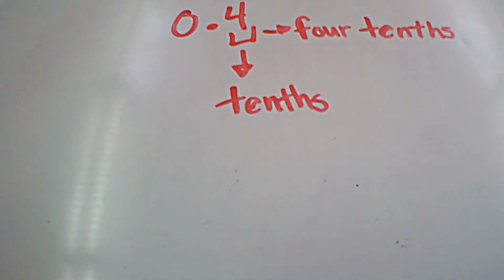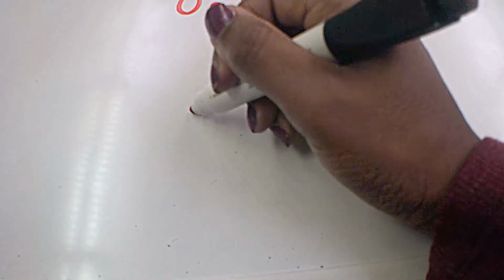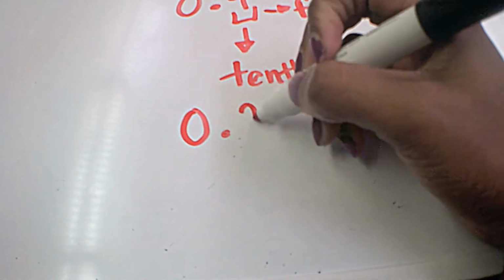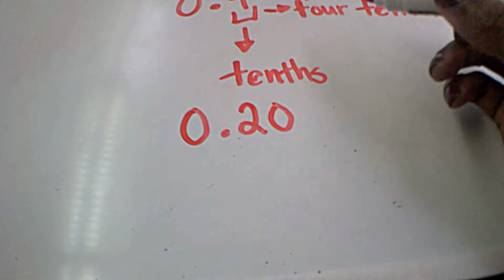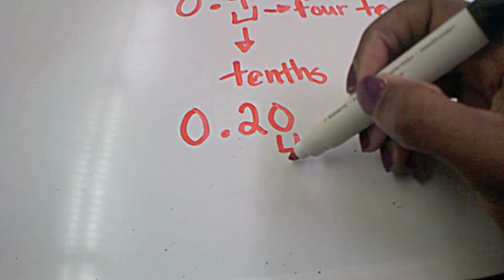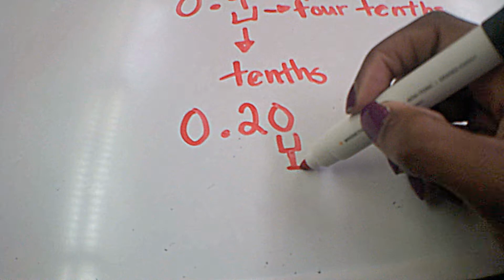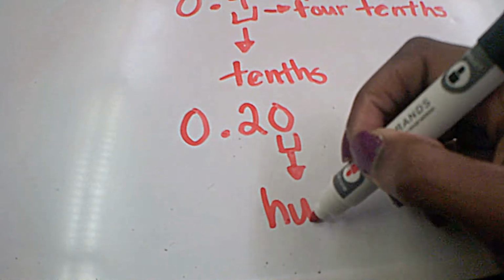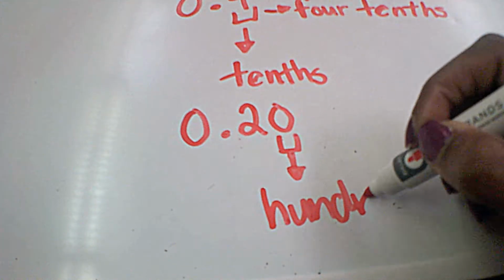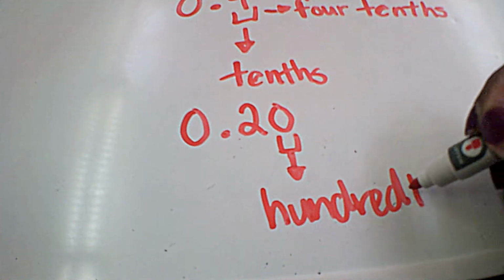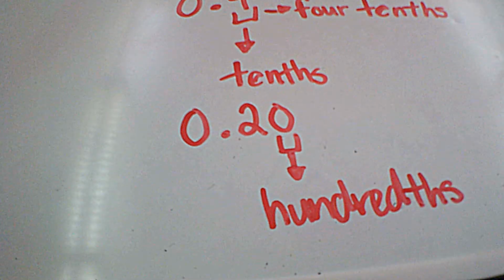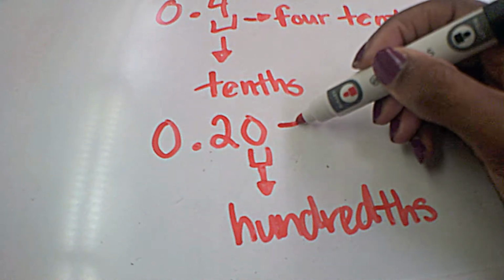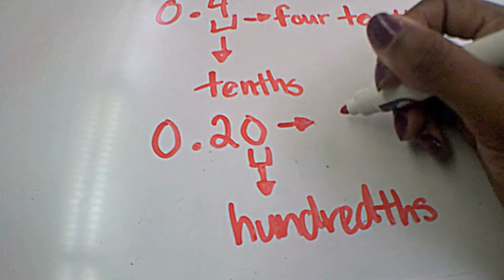Let's do another one. Let's say we have 0.20. Well, this place is the hundredths place. Don't forget the D, hundredths place. So this will be 20 hundredths.